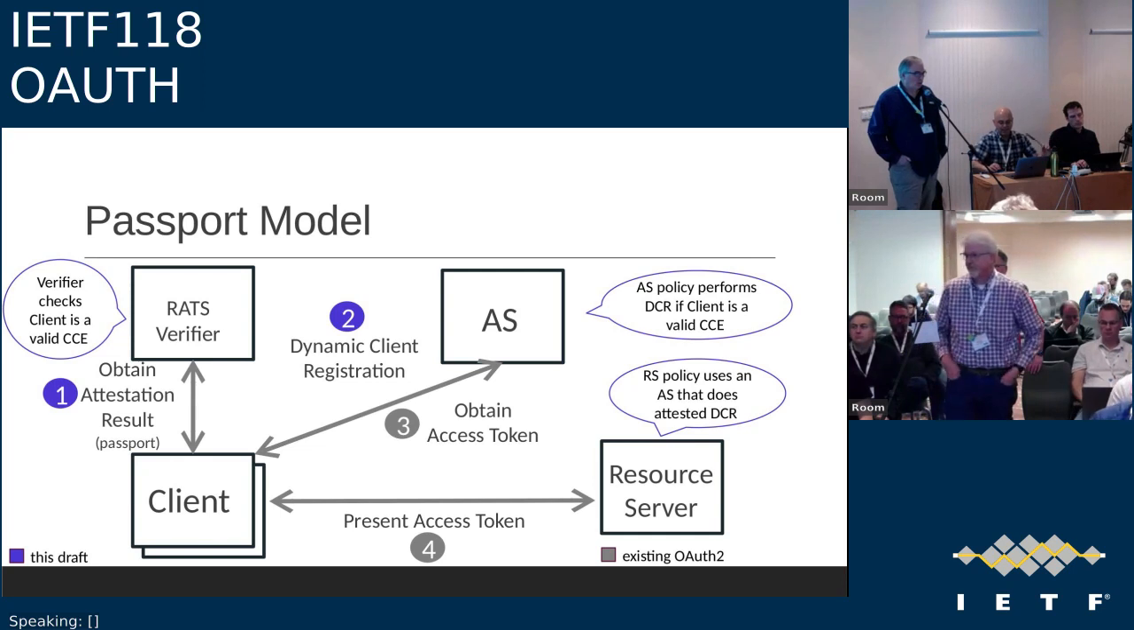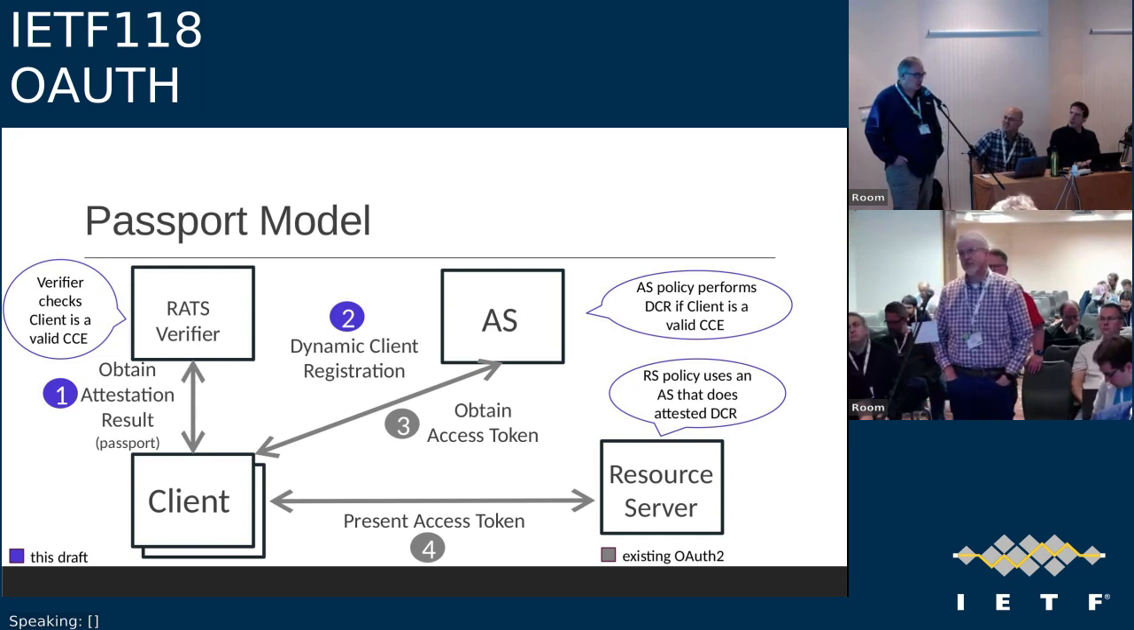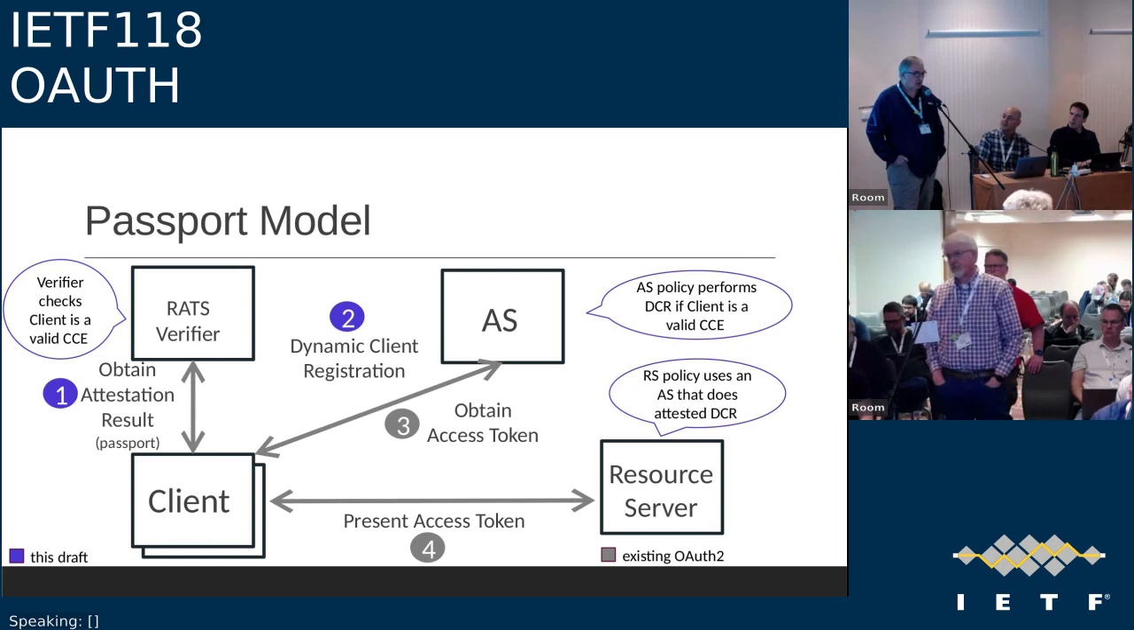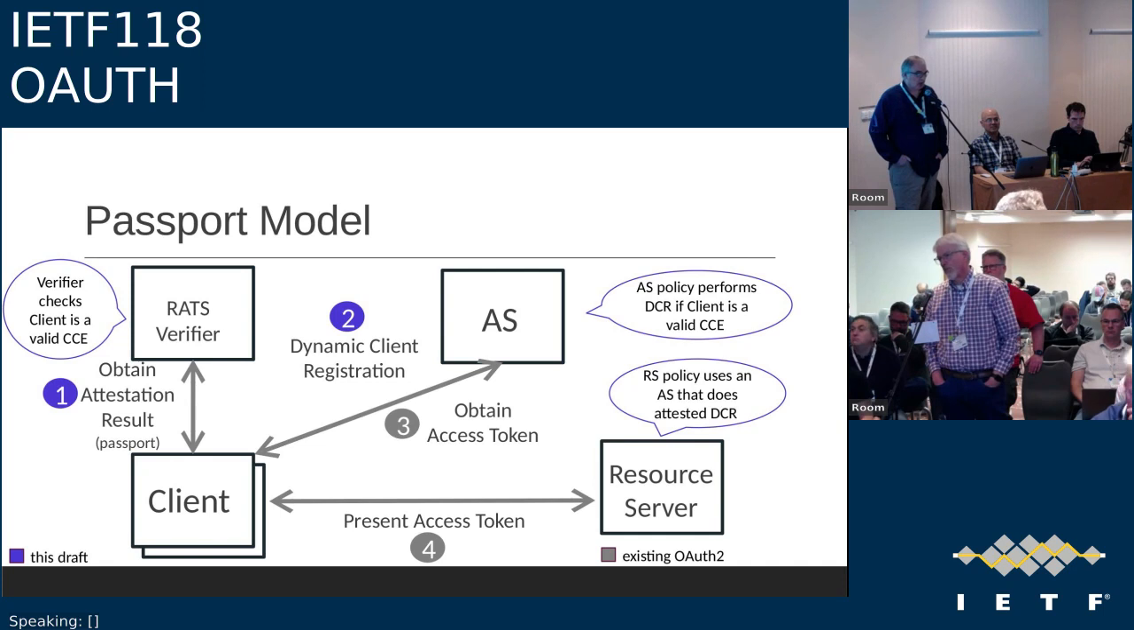So one of the things that we found beneficial in the RATS working group is to separate the idea of a role from an entity, which is to say the role just identifies some behavior that performs some particular set of duties or tasks. That role could land on any combination of entities, where a single entity can perform multiple roles. So an AS as an entity could easily be a RATS verifier, or the RATS verifier could stand alone on a different entity. It's intended to have lots of flexibility in that.